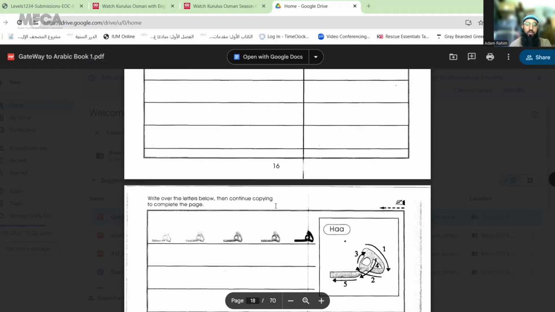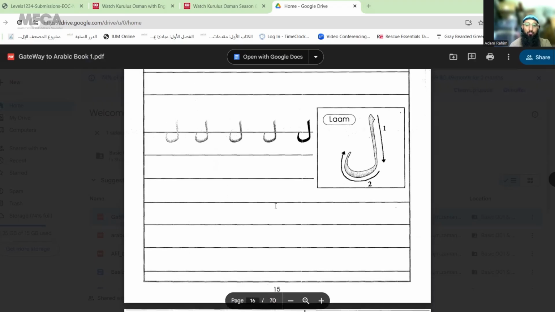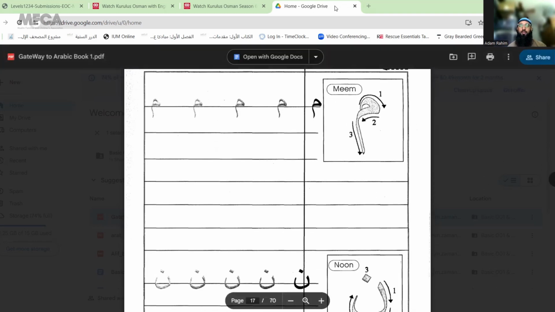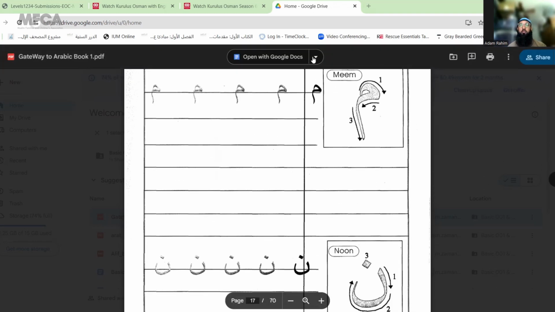Now let's take a look at the remaining letters of the alphabet, inshallah. The last letter we stopped on last time was the letter lam, right? This little fish hook, like a fish hook that you fish with, right? Great. Now this next letter is the letter meem. As you can see there, it has 3 steps in its writing, right?